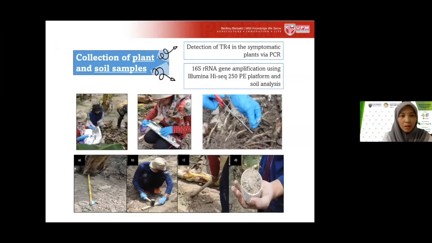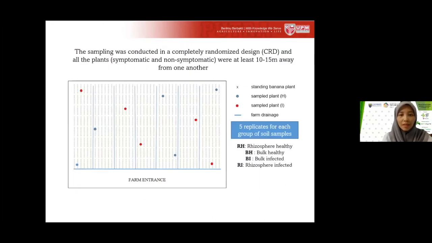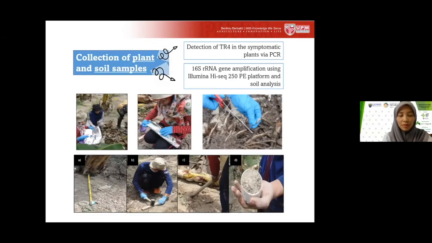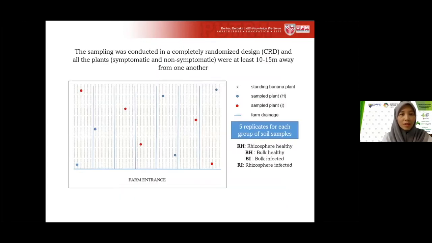Right, so we collected plant and soil samples. Plant samples were used for the detection of TR4 via PCR, and soil samples were sent for sequencing and also soil analysis. Yeah, we collected rhizosphere and also bulk soil for the analysis.